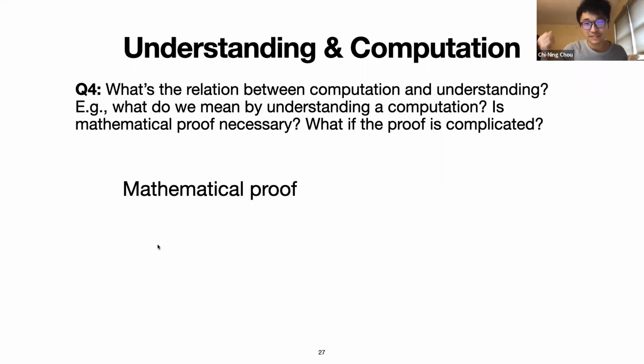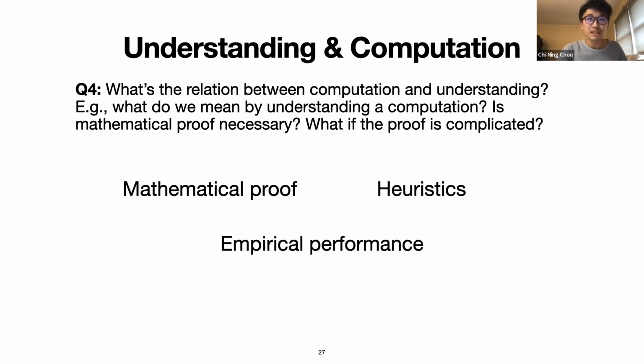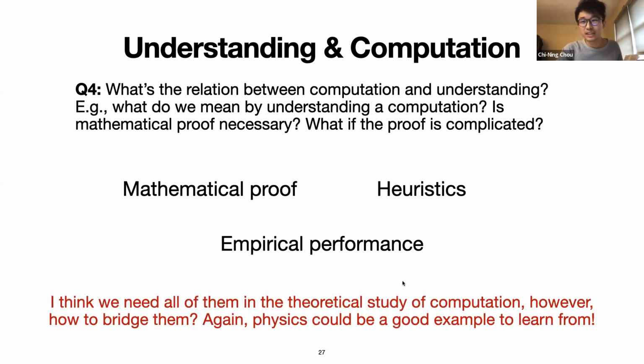But if you are in TCS for a long time, you will realize some people prove a theorem using a 200-page paper. Although it's a sound mathematical proof, it's still very hard to digest. So does this really mean understanding? After I interacted with more physicists, even collaborated with them, I realized they also sometimes sacrifice mathematical correctness a little bit, using heuristics to argue the correctness of their theorems, and sometimes even using empirical performance.